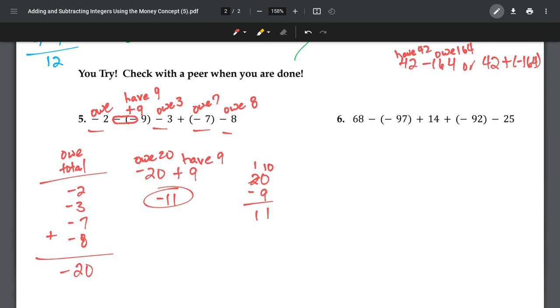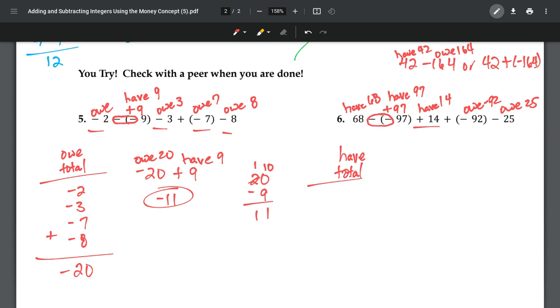Let's take a look at number 6 and see what you should have. The first number is positive, so you have 68. Minus a negative is the same as plus, so you have 97. Here you have 14. You got a lot of money. But you owe me 92 and you owe me 25. So what do you have total? Let's see. So you have 68, you have 97, you have 14.